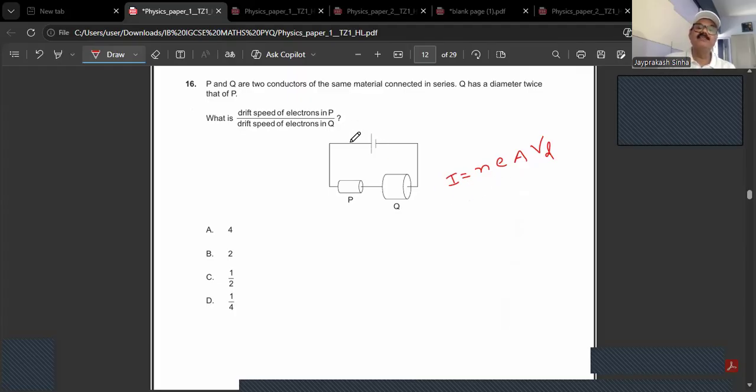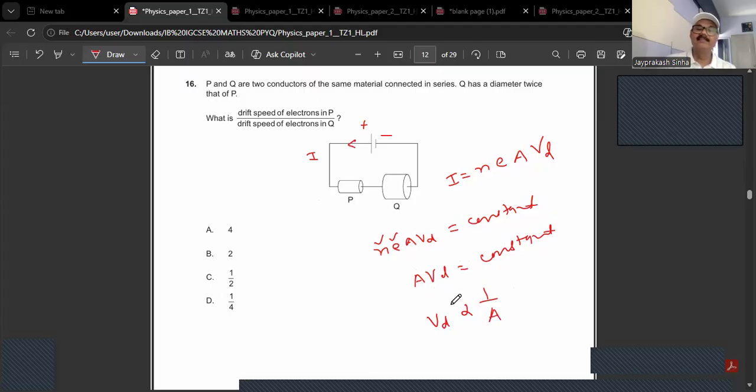And this I is constant because from here, this is the positive terminal, this is the negative terminal. So the same I is flowing in this also and this also. So I is constant. So we can write that n e A v_d is equal to constant. It means n is also constant, e is also constant, so A v_d should also be constant. Multiplication of A v_d should be constant. It means this v_d is proportional to 1 by A, isn't it?